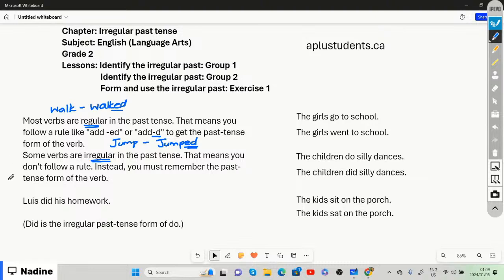So once again, some verbs are irregular, but that means that you don't have to follow a specific rule. Like we said, with regular past tense, we follow a rule. With irregular past tense, we do not follow a rule. You're just going to have to remember the past tense form of the verb.